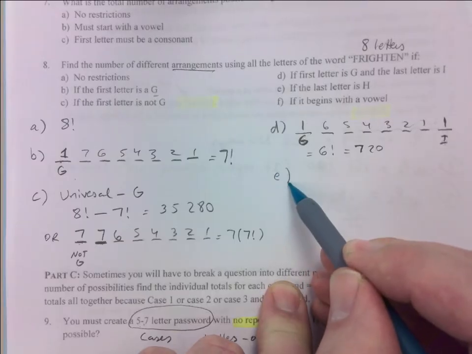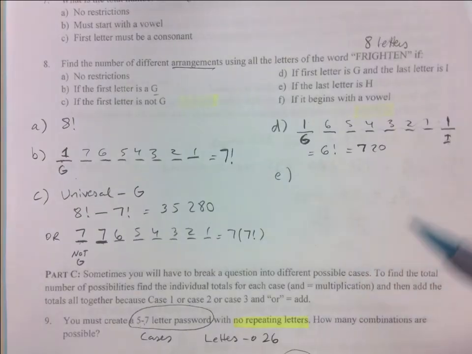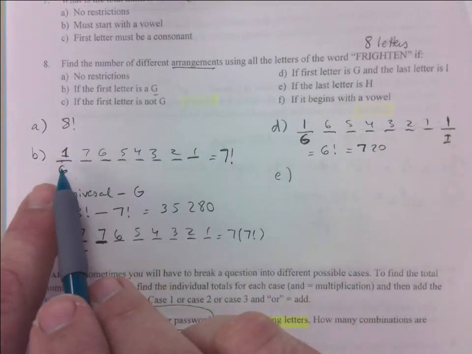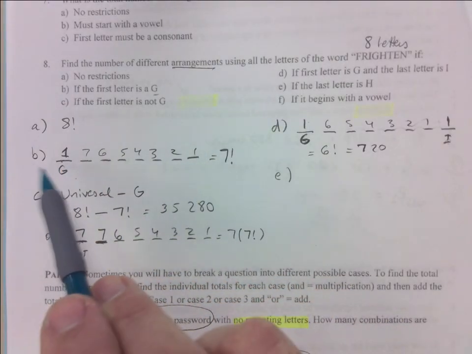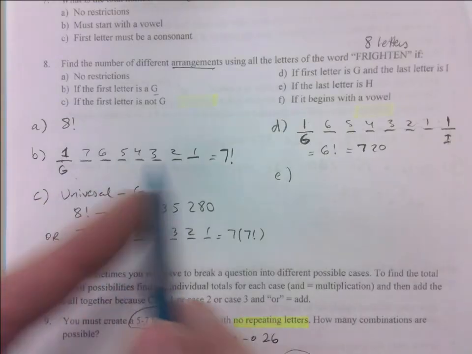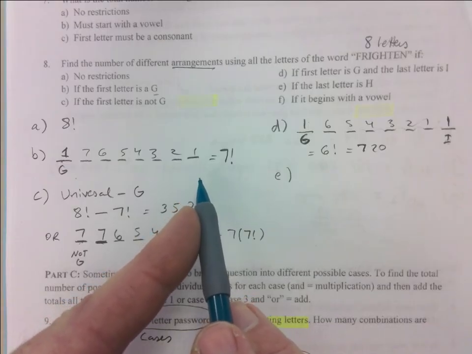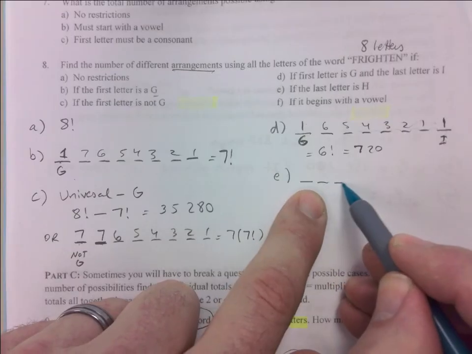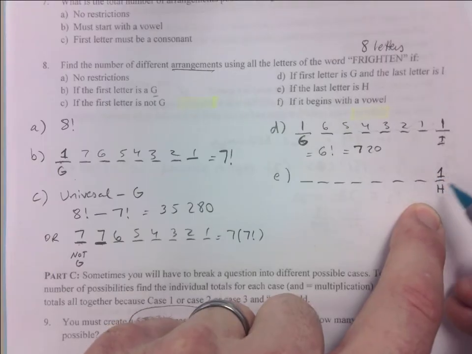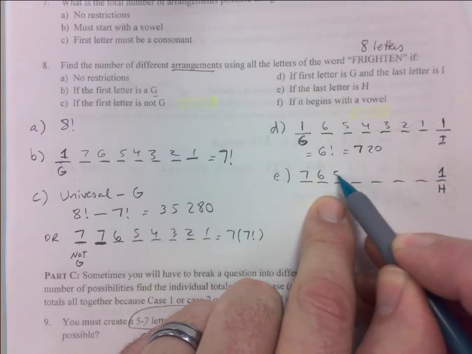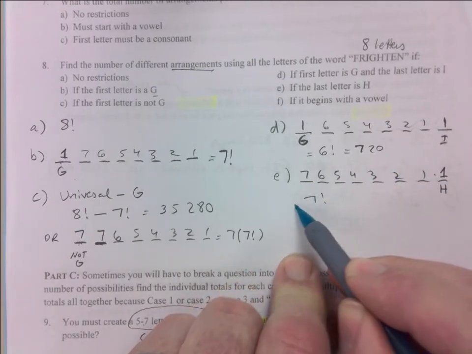E, if the last one is an H. By the way, will this answer be different than this one? You know how they told us the first letter has to be a certain letter, it has to be G? Now I'm telling you that the last letter has to be H. It's not going to make a difference. You're going to get the same answer. This has to be an H. You're left with 7, 6, 5, 4, 3, 2, 1. So it's just 7 factorial, really.